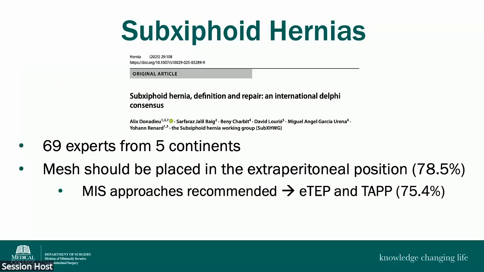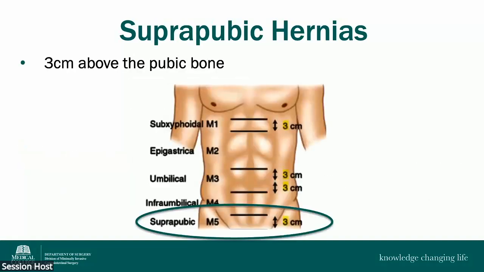This was 69 experts from 5 continents, and the consensus was that mesh should be placed in the extraperitoneal position, about 78% of them, and MIS is typically recommended either as an ETEP or a TAP. So not that it cannot be performed as an IPOM, but if possible, should definitely consider performing it in an extraperitoneal position. And then finally, the suprapubic hernias.